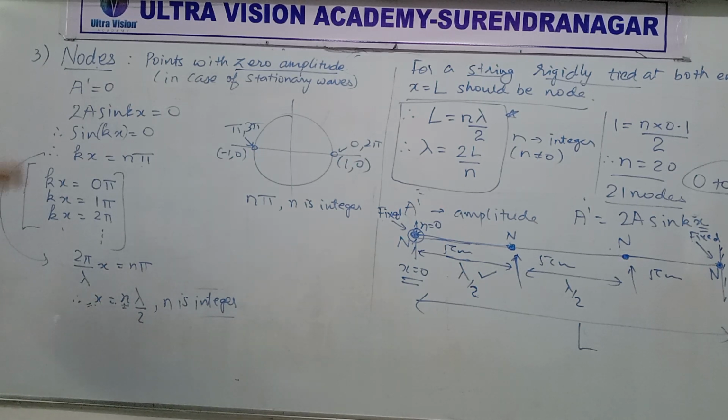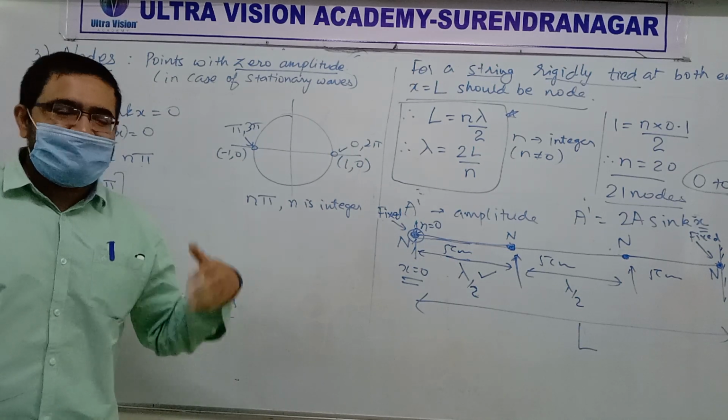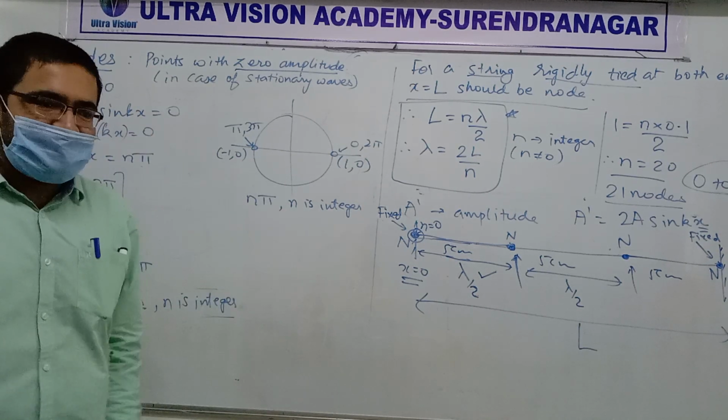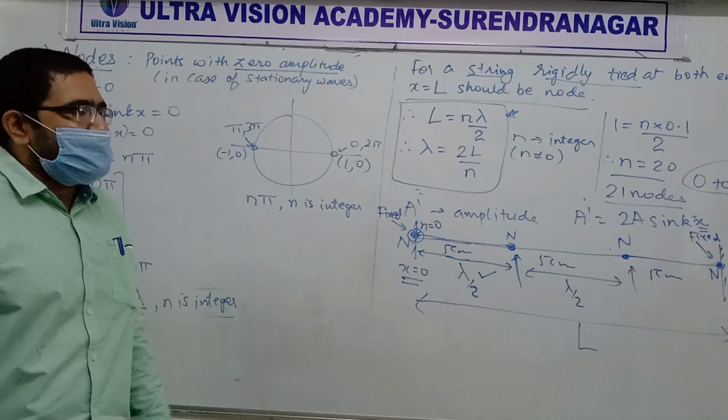Fine. So we still have more points to write. We are done with nodes actually. We will now go to the next part, anti-nodes, opposite of this.